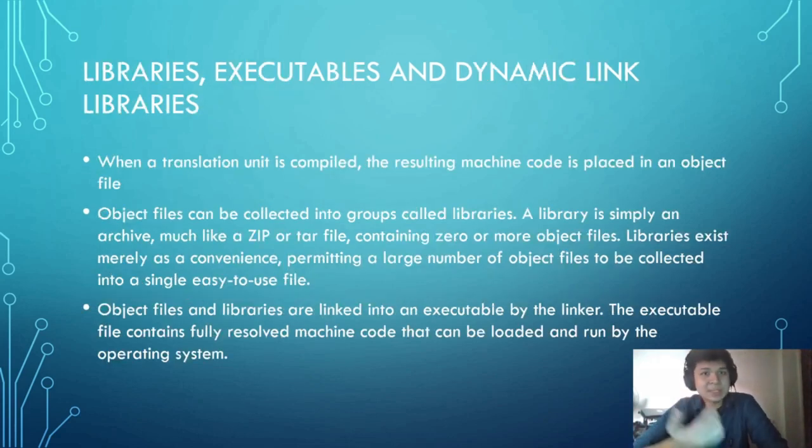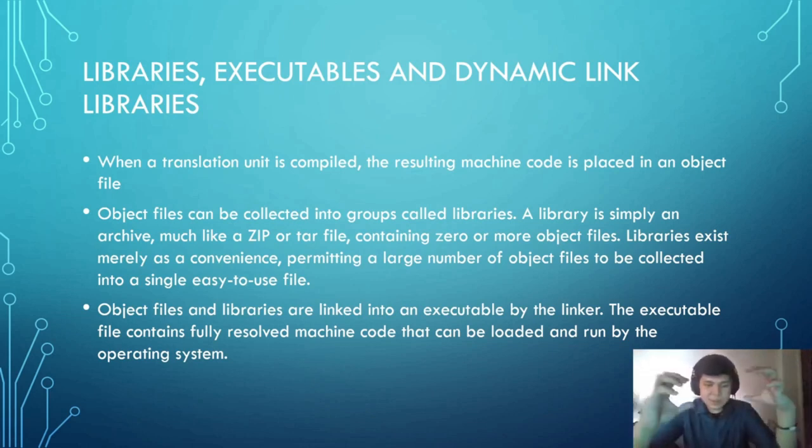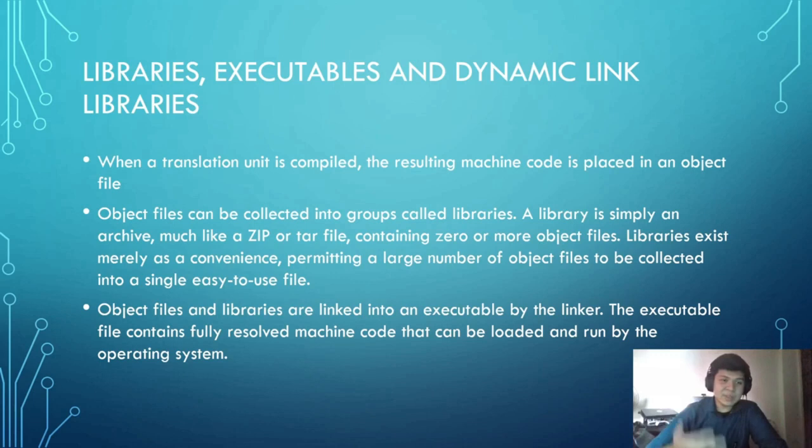So what are libraries, executables, and dynamic link libraries, DLLs? When a translation unit is compiled, the resulting machine code is placed in an object file. These object files will then come together to become a library, which we can use to access code. Let's say we want to use a certain part of the code, we can just take it from that particular library.